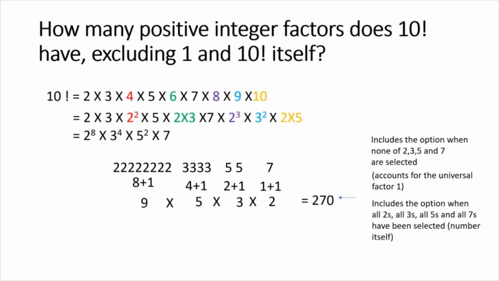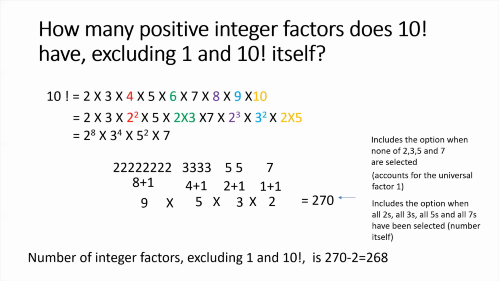And going by the question, it asks to exclude 1 and the number itself. So if we just subtract 2 from 270, we'll get 268, which in this case is the number of integer factors of factorial 10, excluding 1 and factorial 10 itself.